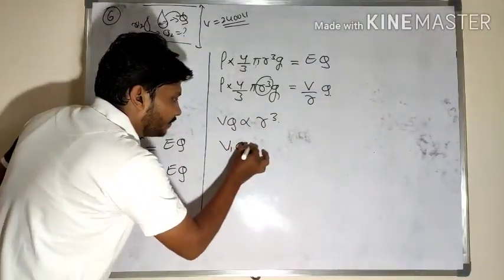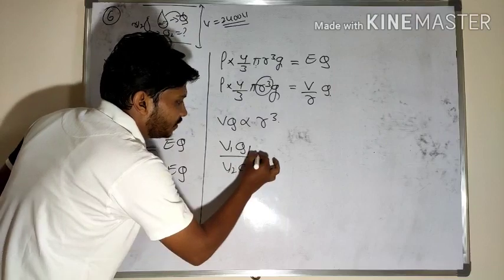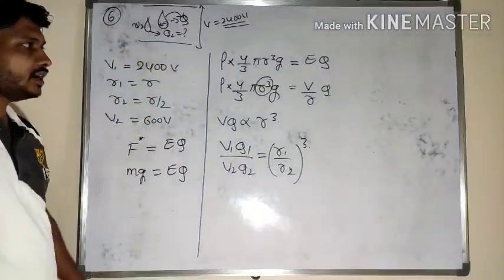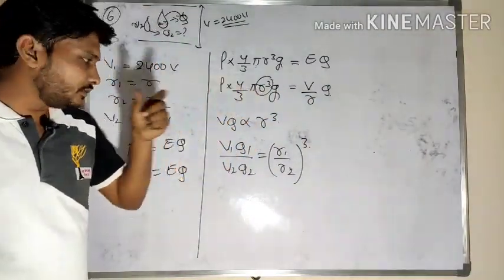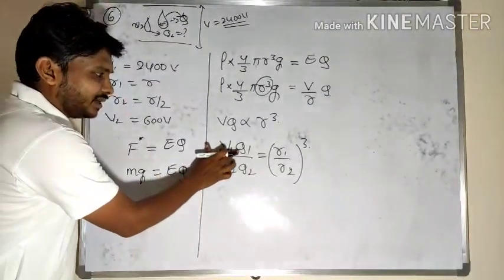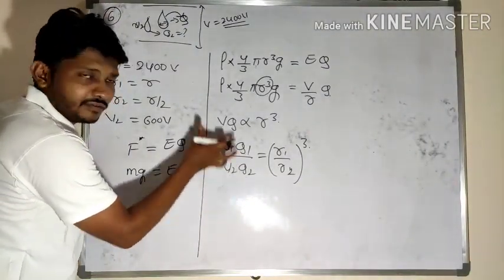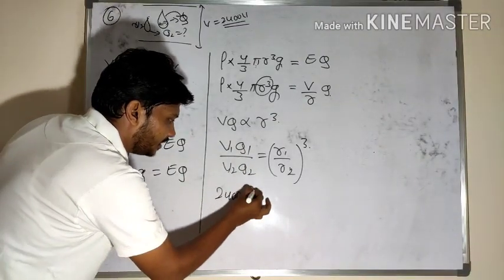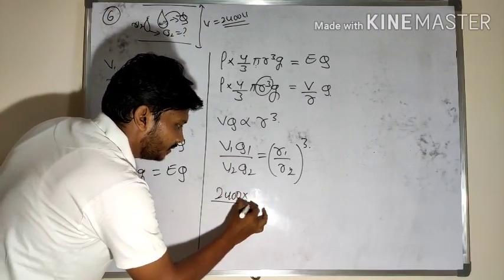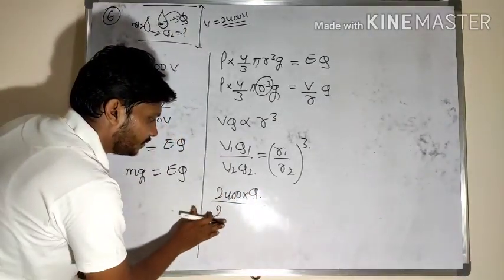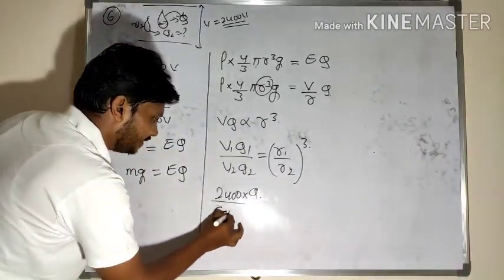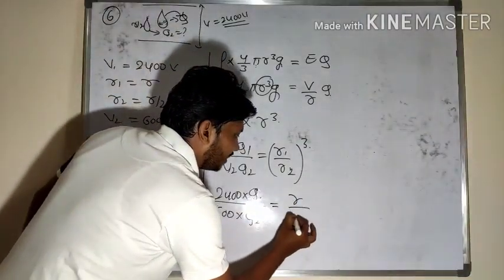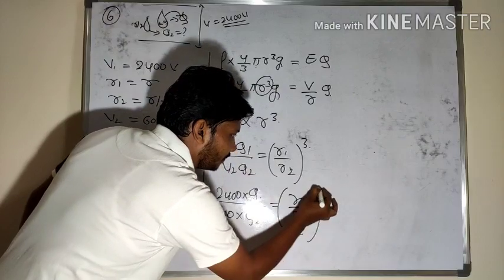So I take this as V1 Q1, which is equal to V2 Q2, which is equal to R1 by R2 whole cube. Did you get my point? Why? Because VQ is proportional to R cube. V1 value they mention, Q1 value they mention, V2 value they mention. Let me find out that Q2 value. Fill in the values: 2400, Q1 value is Q, V2 value is 600 into Q2. R1 value is R, R2 value is R by 2, whole cube.